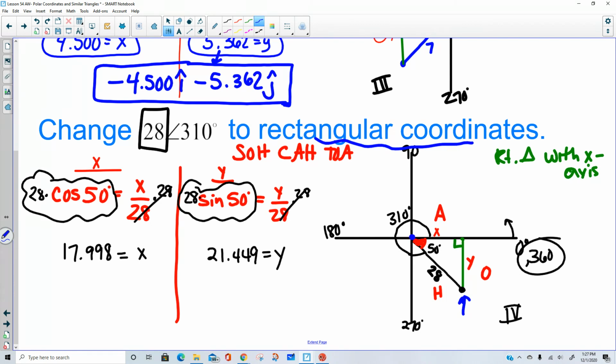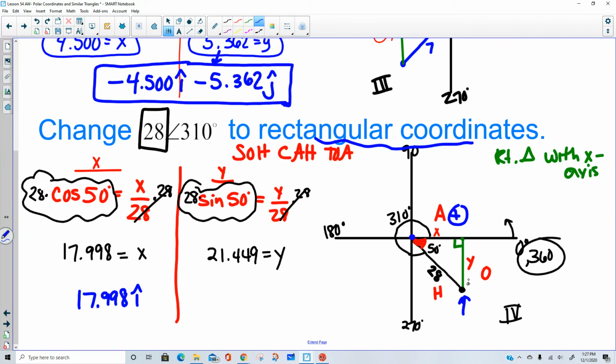So starting at the origin, I'm going to tell somebody how to get to my point. So x first, I'm going right. Right is positive. So I say go 17.998, positive. That means go to the right. Instead of saying x or r, I put i hat. So now I'm here at the right angle. Now how do I get there?